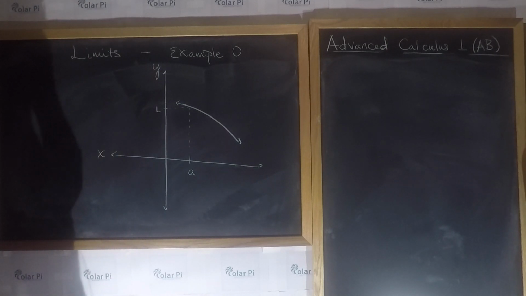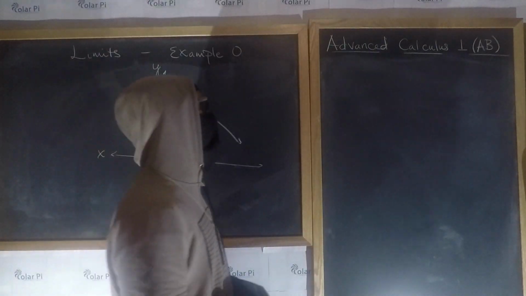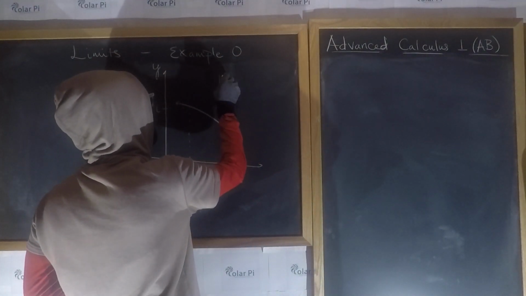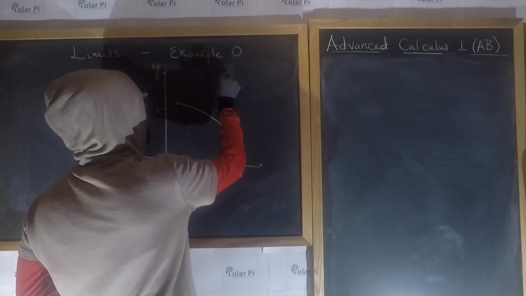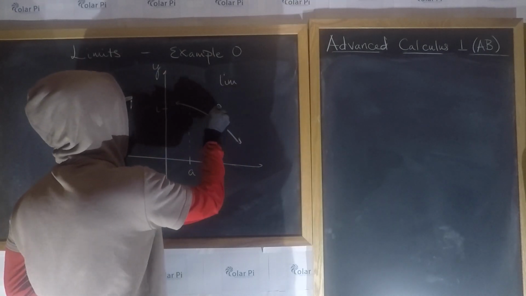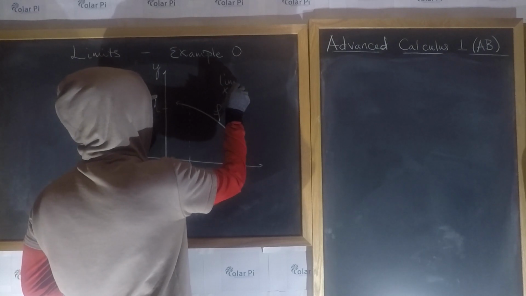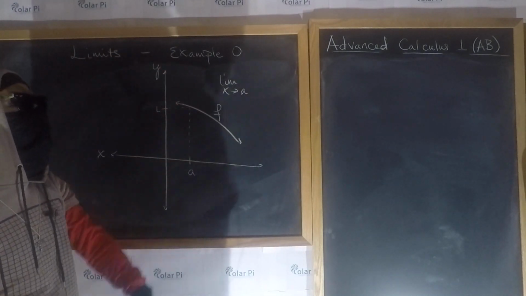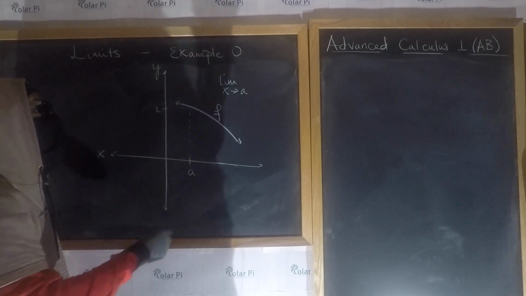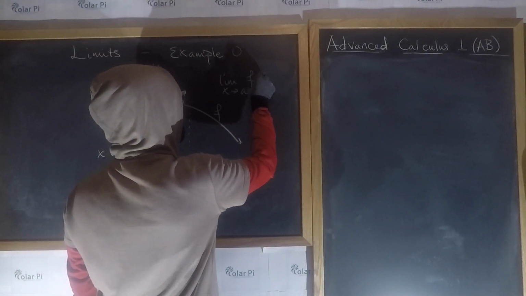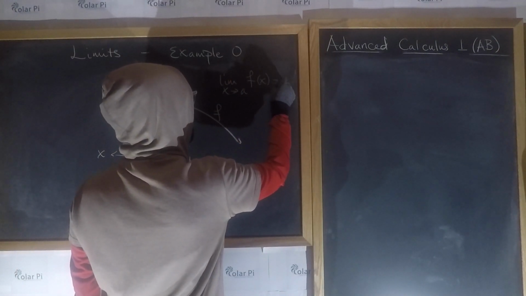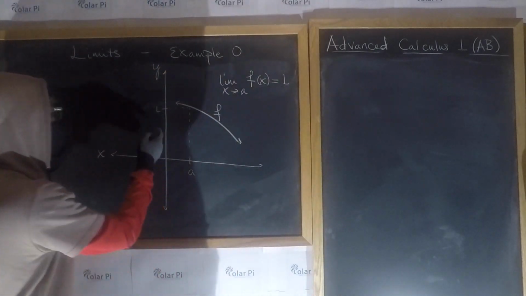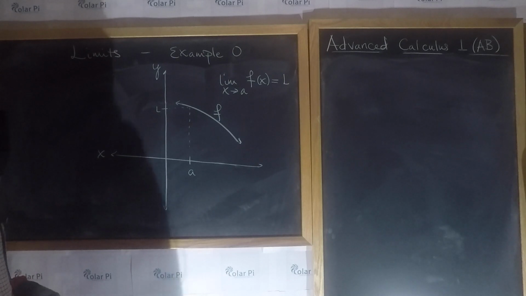So the formal definition goes like this. If we call our function f, we'd say in this case that the limit as x goes to a of the function f of x is equal to L. This is how you read this: lim as x goes to a. And here we could just see and tell, right?